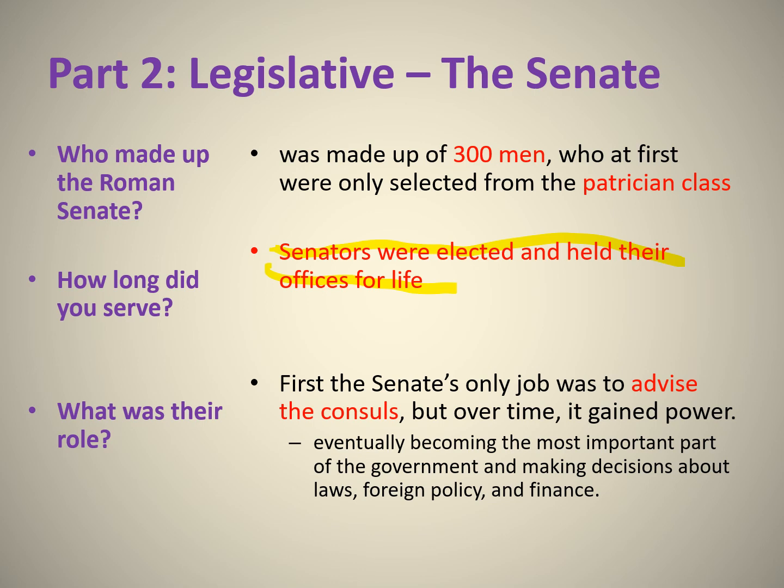Consuls, remember, had to run for only 1 year and were in charge for 1 year before re-election. Once you were a senator, you held that office for life. And over time, the Senate gained more and more power, and a plebeian could become a senator. But their main job was to advise the consuls.